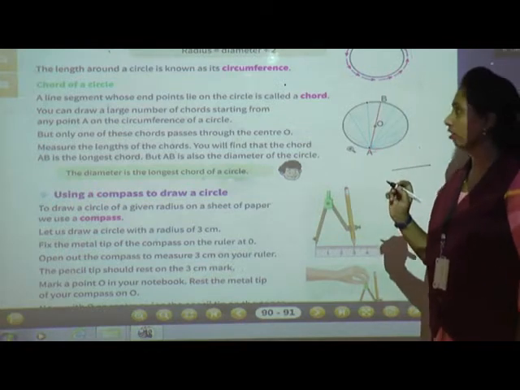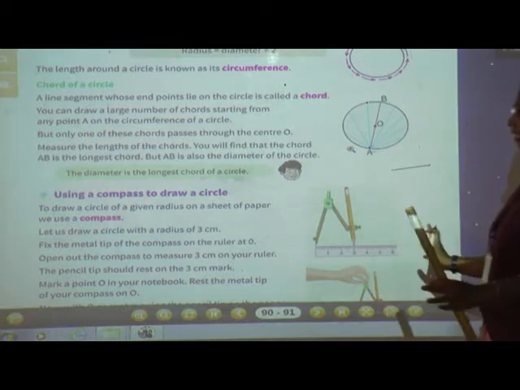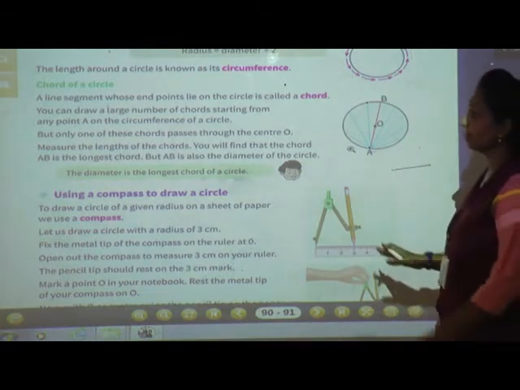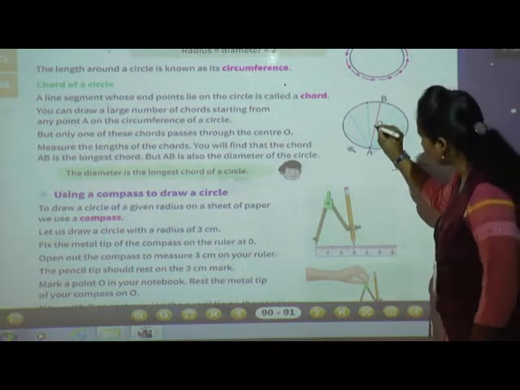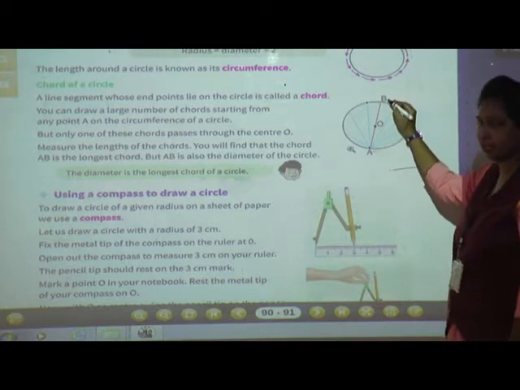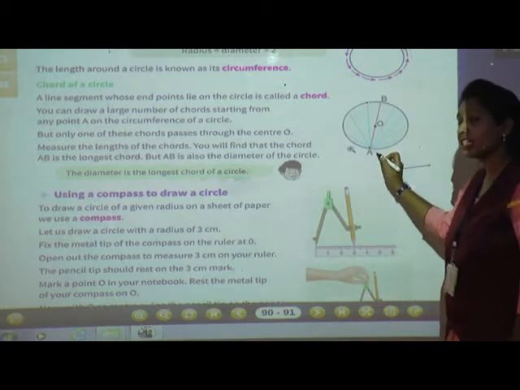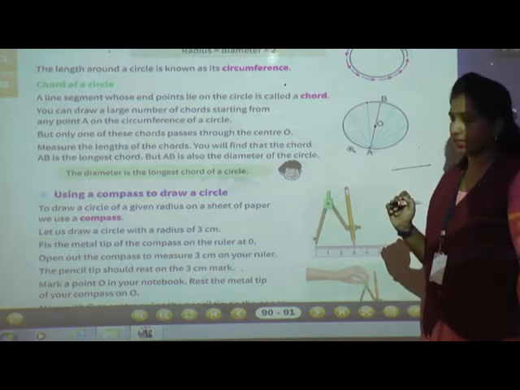A line segment whose end points lie on the circle is called a chord. There are many chords we can draw in a circle, but which is the largest chord? It is the one that passes through the center point, that is AB, and this AB is known as a diameter also. Just now we have studied, isn't it?